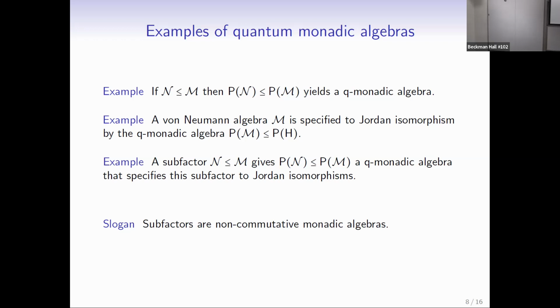So a von Neumann algebra M is then specified up to Jordan isomorphism by this quantum monadic algebra. Right? M itself is a subalgebra of the projections of some Hilbert space. So von Neumann algebras are specified by these quantum monadic algebras. And the same with a subfactor. A subfactor will also give you a quantum monadic algebra, and this quantum monadic algebra specifies a subfactor up to Jordan isomorphism. Sorry, this P of H should be like P of B. Yes, it's just too ugly, but exactly, it's an abusive notation.